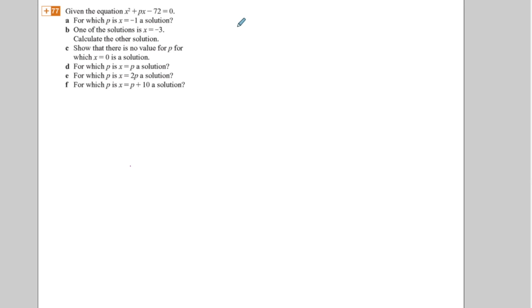77. The equation is x squared plus px minus 72 equals 0. My first question is, for which p is x equals minus 1 a solution? First, let's take a look at our equation. I see x to the power of 2, x to the power of 1, and I see x to the power of 0.